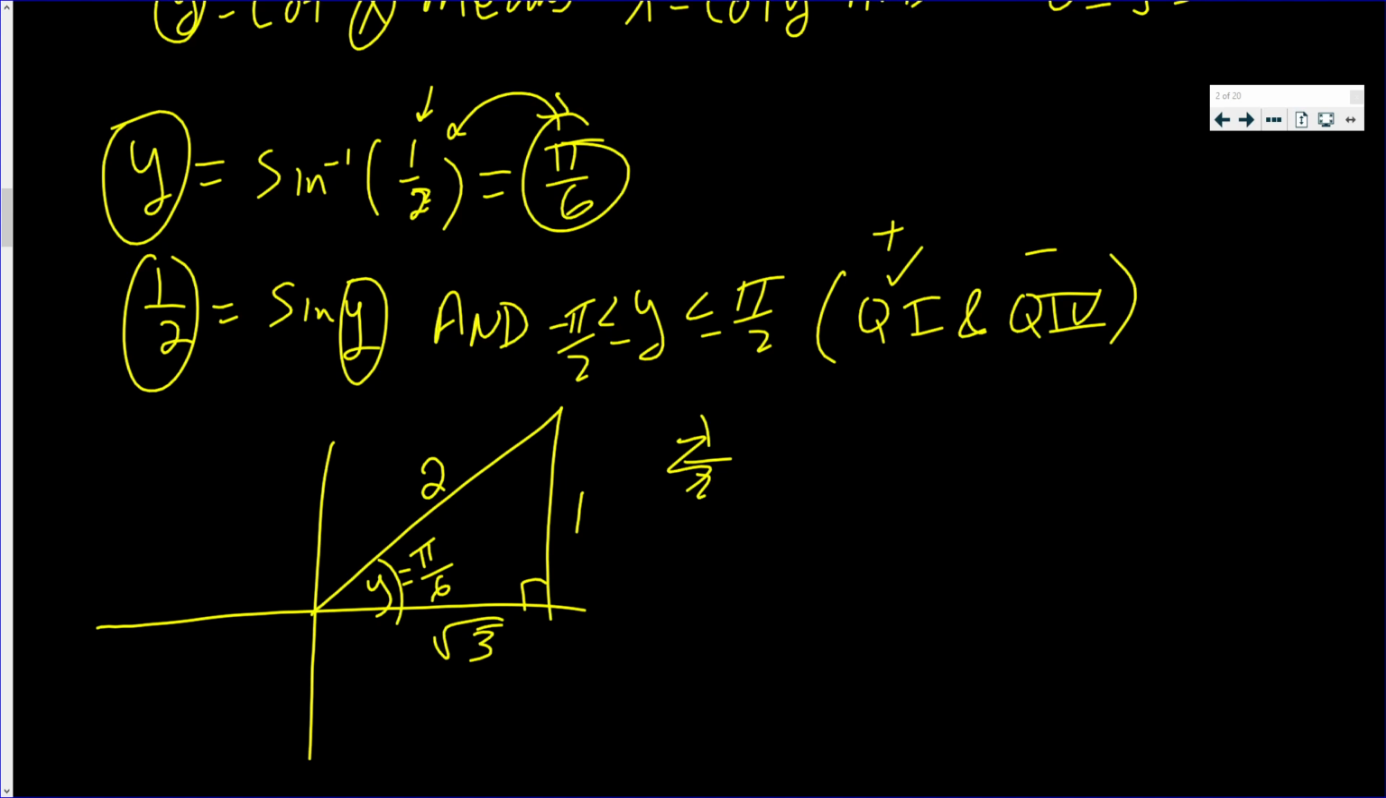And the angle pi over 6 is in between negative pi over 2 and pi over 2. Negative pi over 2, it goes up to 0, because 0 is smack in the middle of those two numbers, all the way up to pi over 2. Yep, that angle right here is included. So that's the answer to that problem.